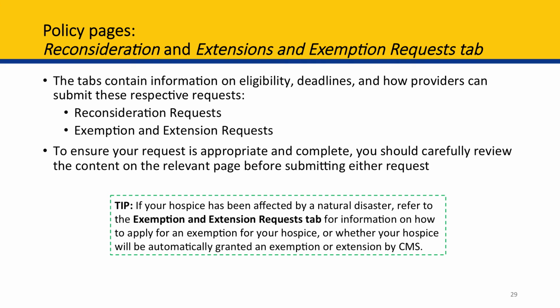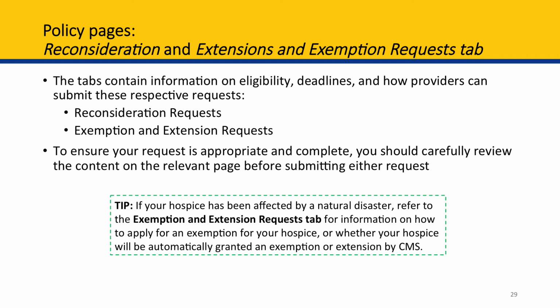Exemption and extension requests are available to providers under extraordinary circumstances, like a natural or man-made disaster. If you experience a disaster that prevents you from submitting HQRP data, you can apply for an extension or exemption, which would allow you to submit data late or not at all for a specified period of time.